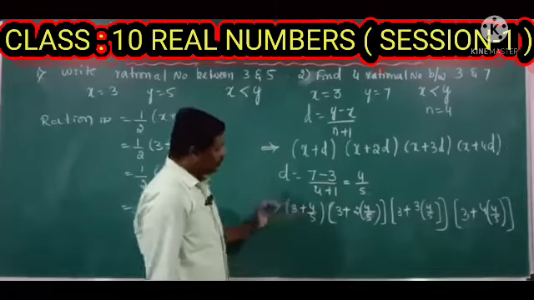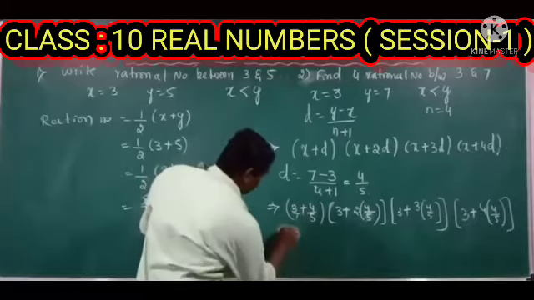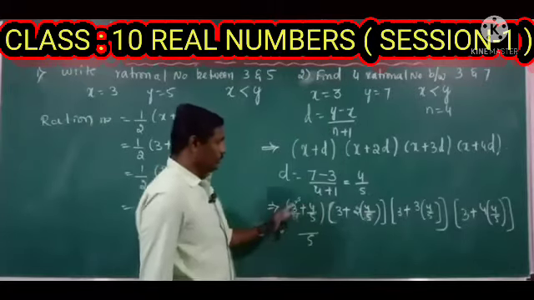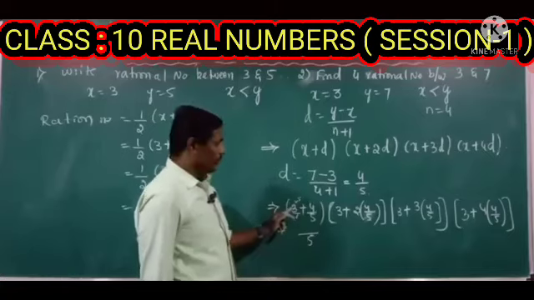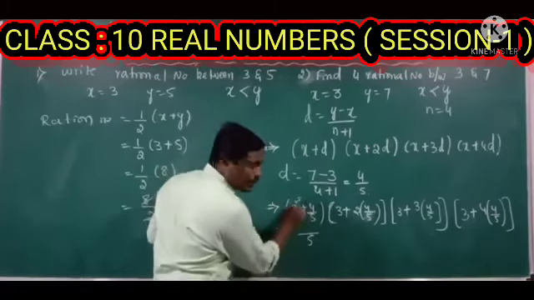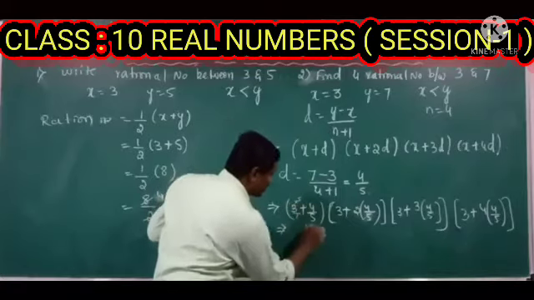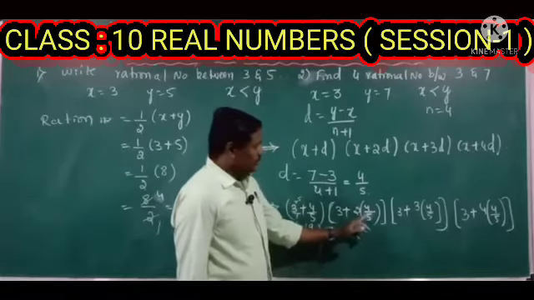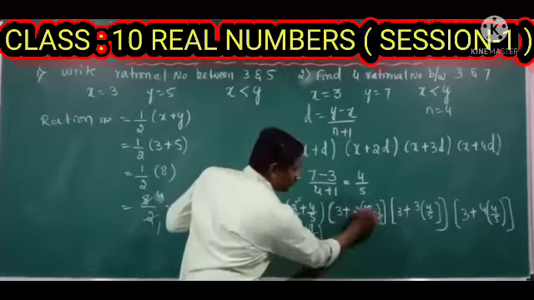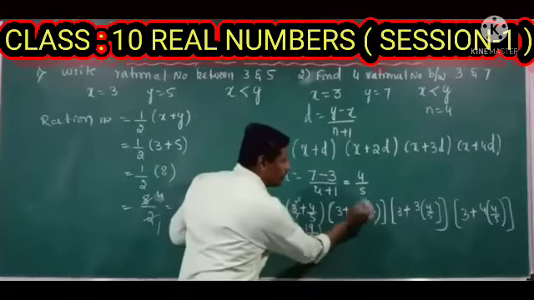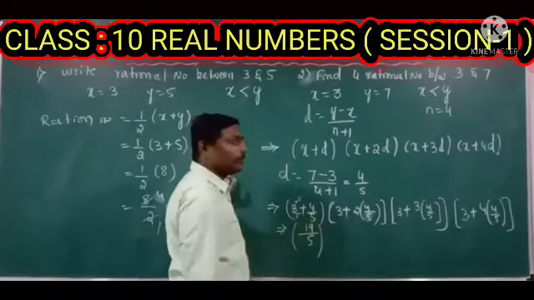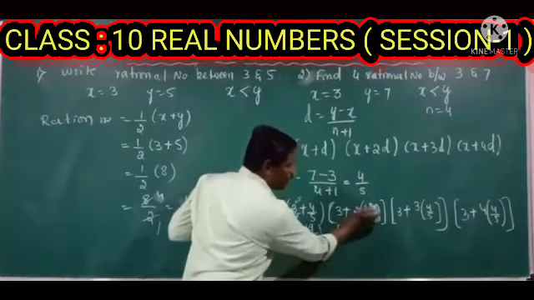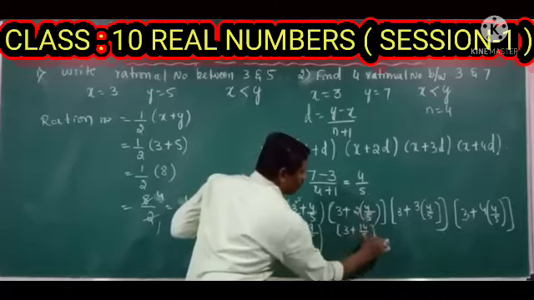Here the LCM is 5, because the denominator of 3 is always 1. So what do you multiply? 5 3s are 15, 15 plus 4 is 19. This is the first rational number, 19 by 5. Next one. First convert this mixed fraction to an improper fraction. 5 2s are 10, 10 plus 4 is 14 by 5.